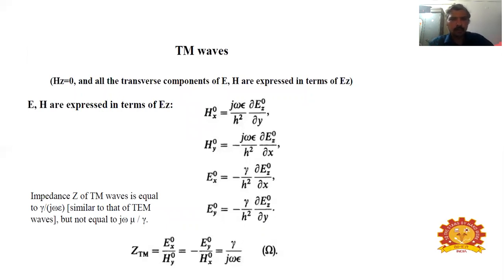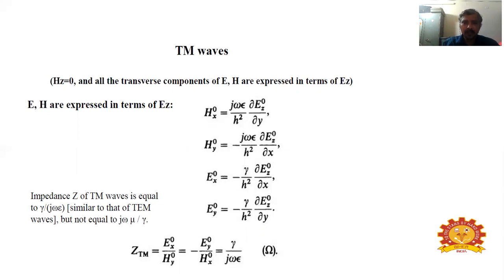Then we'll move on to transverse magnetic waves, TM waves. For transverse magnetic waves, H of Z is equal to zero, and all the transverse components of E and H are expressed in terms of E of Z. That is, H of X is equal to j omega epsilon by h squared into dou of E Z by dou of Y. H of Y is equal to minus j omega epsilon by h squared into dou of E Z by dou X.